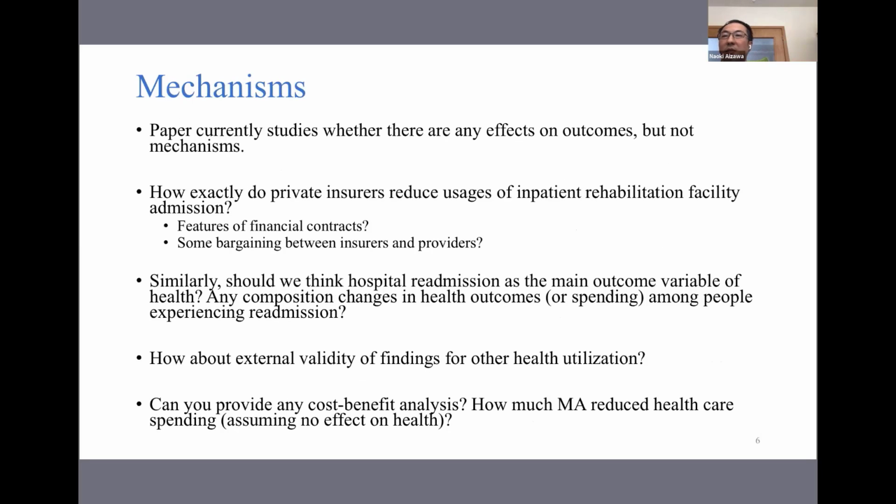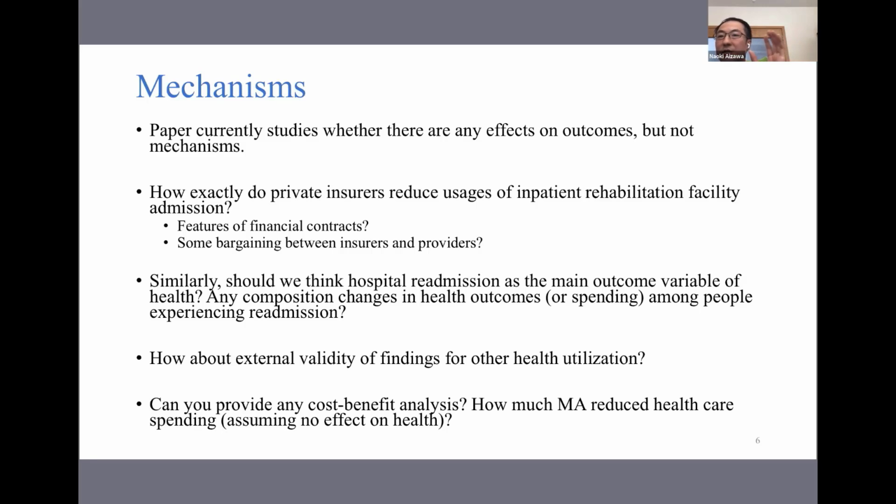And as Peter admitted in the conclusion, the paper is mainly about identifying the effect on the outcome, but not really about mechanisms. To contribute to the current literature on Medicare Advantage and traditional Medicare, I think it is very useful if you can say something more about the mechanisms, particularly how private insurers reduce the usage of inpatient rehabilitation admissions. Is it a feature of the financial contract or some bargaining between insurers and providers and so on? Providing more direct evidence on these dimensions would make the paper more appealing.